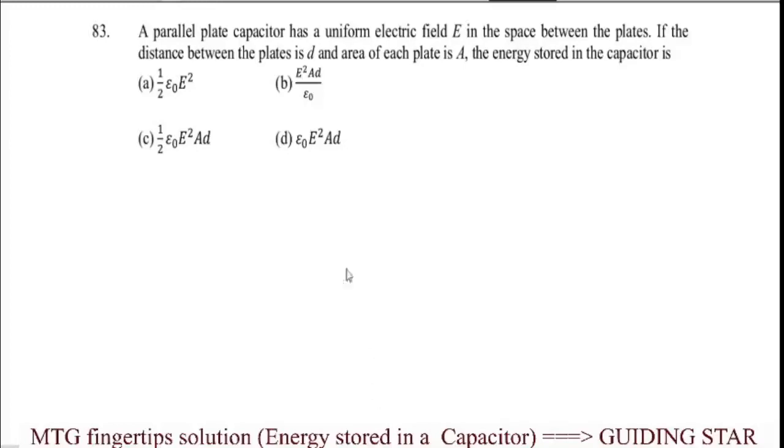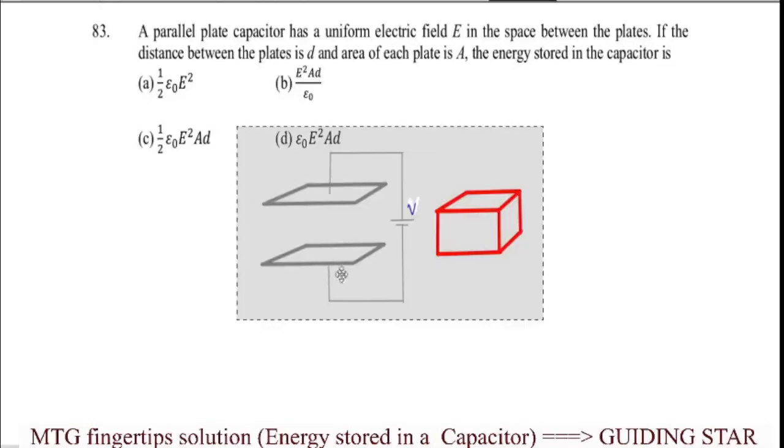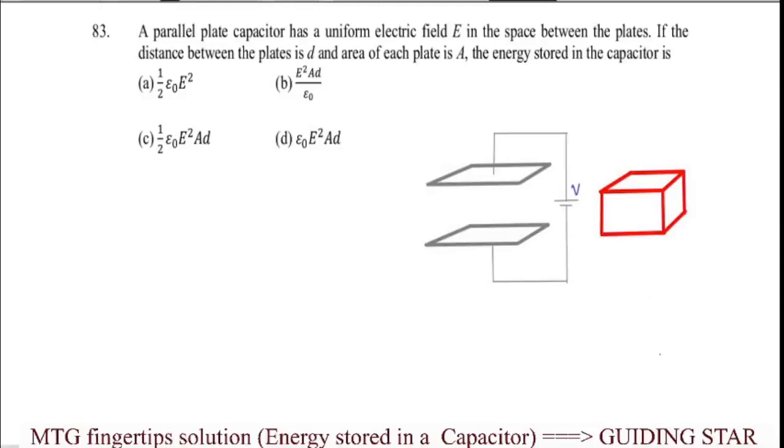In this question, a parallel plate capacitor has a uniform electric field E in the space between the plates. If the distance between the plates is D and the area of each plate is A, the energy stored in the capacitor is? So here in this particular case, this is a parallel plate capacitor, and the plates have area A.